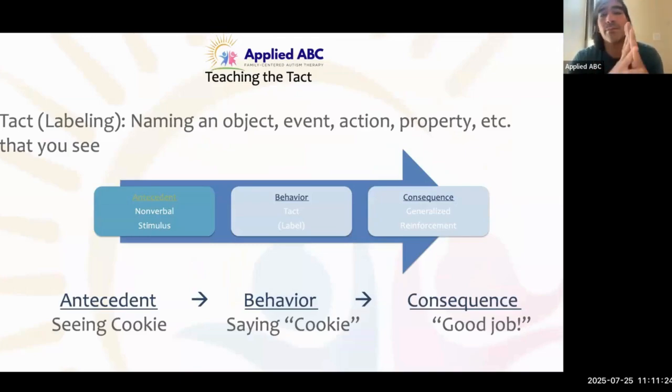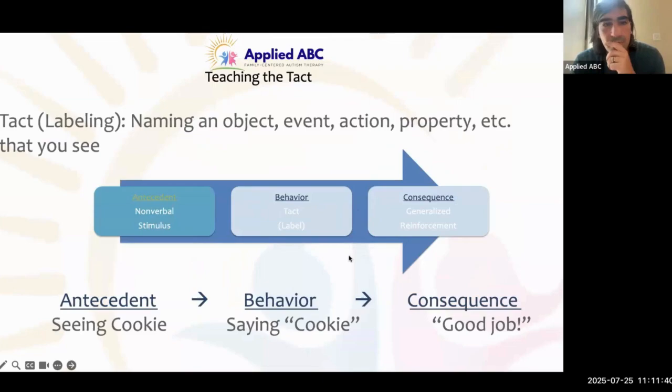Tacting, naming an object, event, action, property, etc. that you see. Antecedent, seeing cookie. Behavior, saying cookie. Consequence, good job. But again, this is not, I want a cookie. This is just, that's cookie.